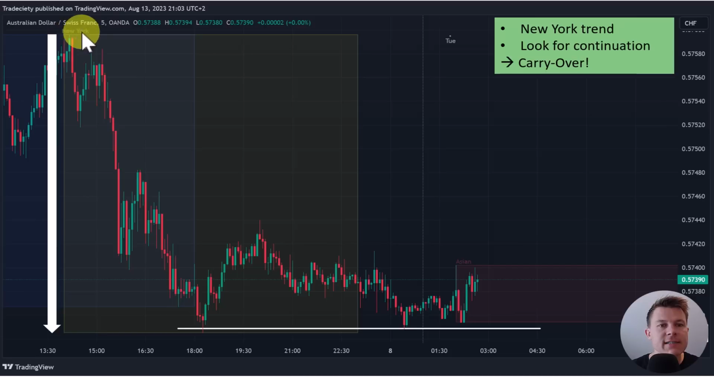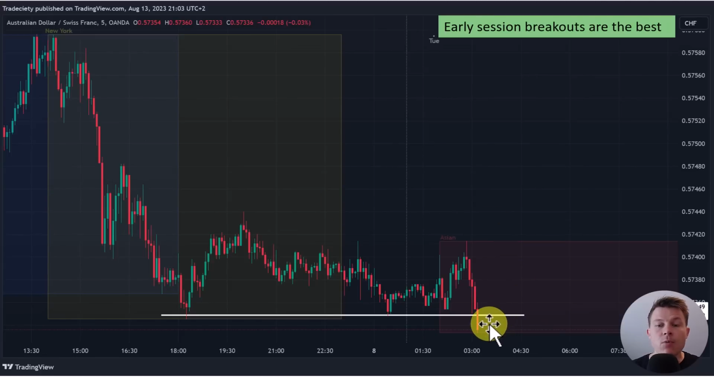So here you can see this is the New York session, and during the New York session the market went down. After the New York session closed, the market really stuck to the support level. Now Asia is open and we want to look for continuation. We are in an overall downtrending scenario and we want to see if the market is able to take out the low and continue on the downtrend.